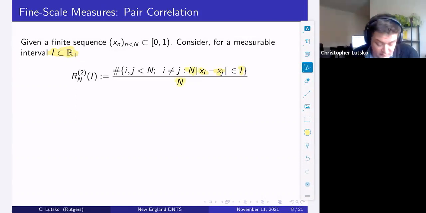So what you're asking is, given a point x_i, what's the probability of finding another point nearby, x_j? How much does the presence of a point tell you about the probability of finding another point nearby? Okay, so this is my pair correlation at time capital N.